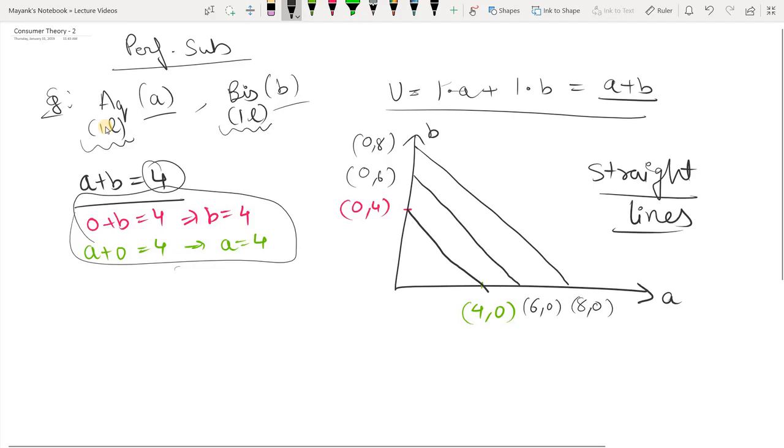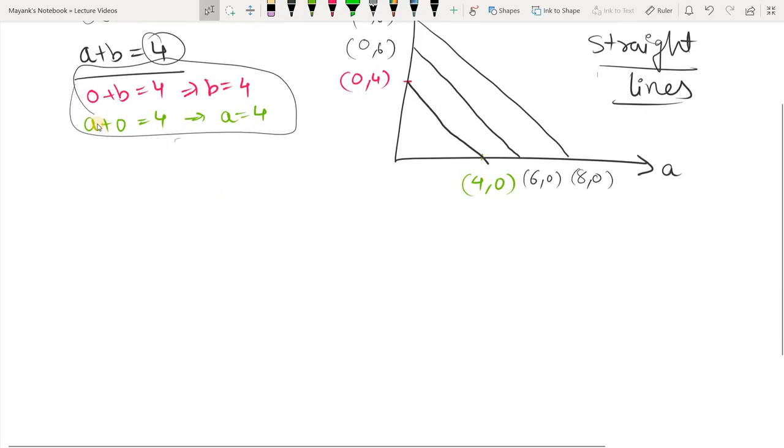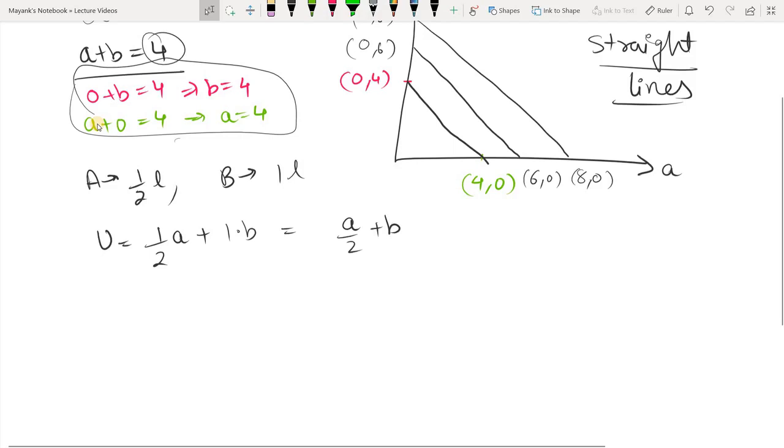Okay. All right. So moving forward, let's say now Aquafina is available only in half-liter bottles, and Bisleri is still available in 1 liter bottles. Now the total amount of water that you have would be half into A plus 1 into B, which is A by 2 plus B. Another way to write the same utility function would be V is equal to twice U. As we saw, multiplying by a positive number does not change anything. It's a positive monotonic transformation, and that's why 2U can also be a representative utility function. So 2U becomes A plus 2B. So V is equal to A plus 2B.